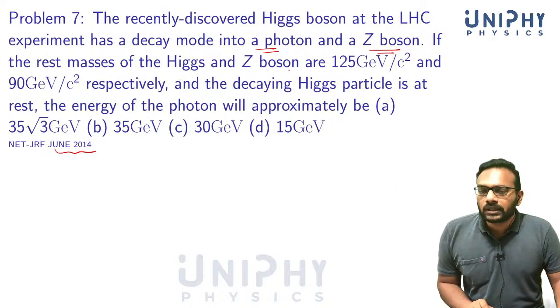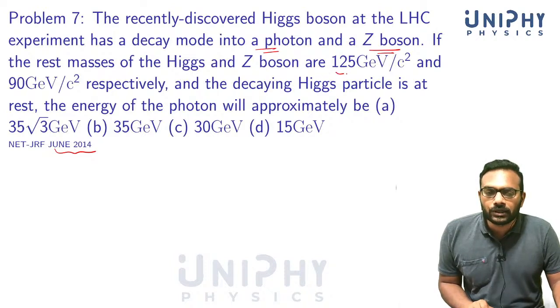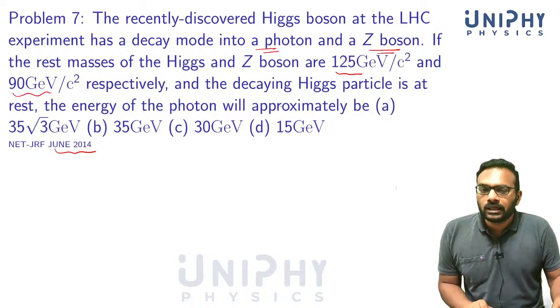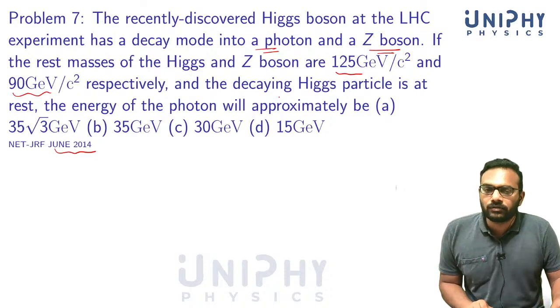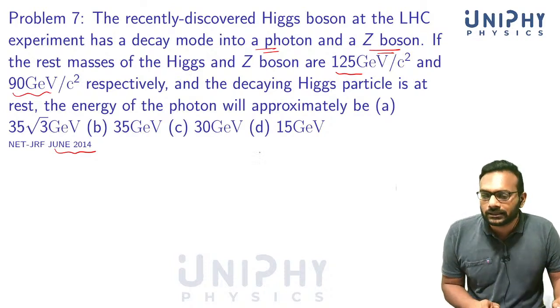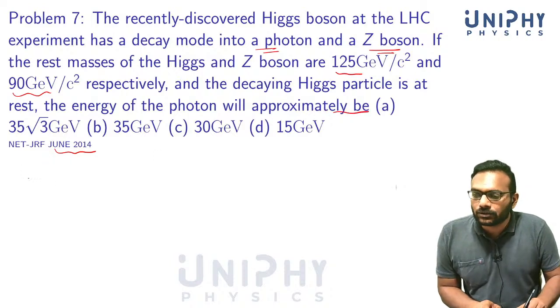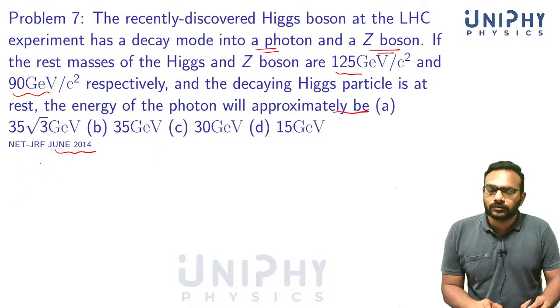So if the rest mass of the Higgs boson and the Z boson are 125 and 90, the rest masses are given, right? And the decaying Higgs particle is at rest. You have got an important information: the decaying Higgs particle is at rest. The energy of the photon will approximately be, what's the energy of the photon?